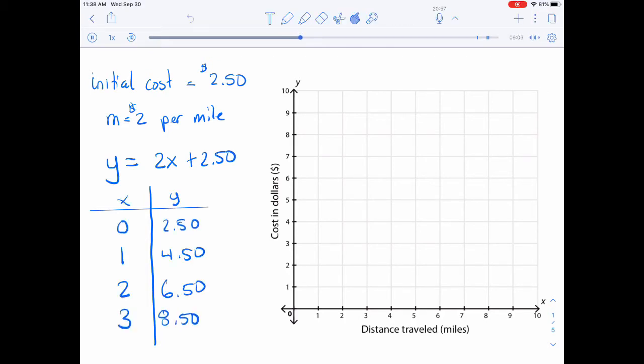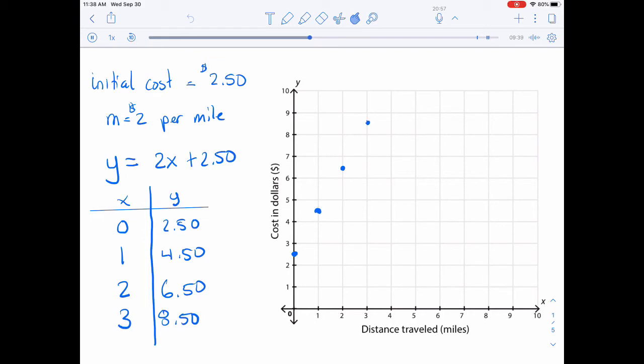Let's plot these coordinate pairs on our graph. Labeling our graph first with cost in dollars along the y-axis and distance traveled in miles along the x-axis. So at 0 miles driven, our y-intercept is $2.50. At 1 mile, the cost is $4.50. At 2 miles, it is $6.50. And at 3 miles, it is $8.50.